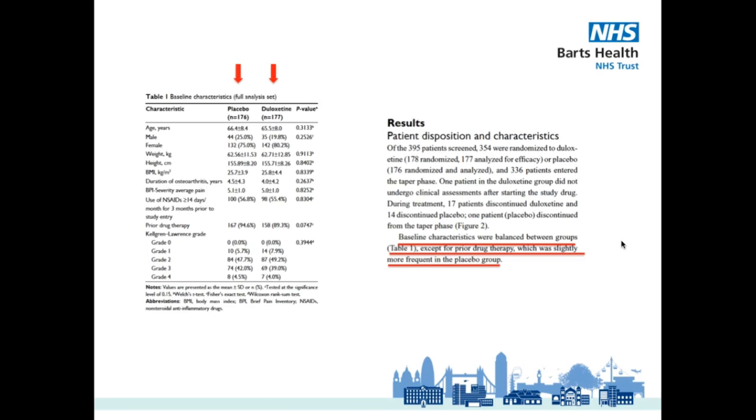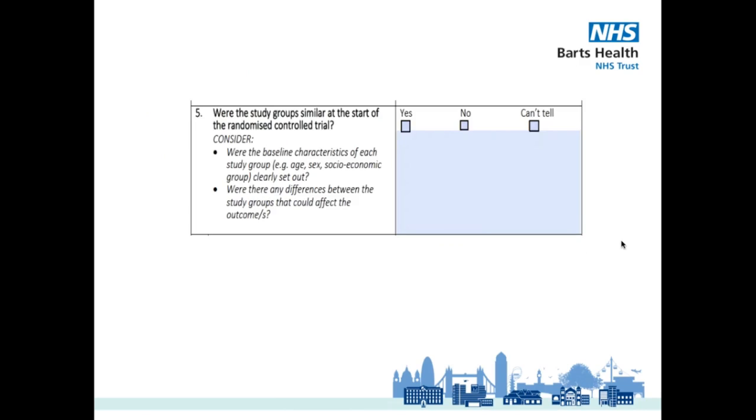The groups are so similar partly because of the stratification the authors used when randomizing participants. There's more of this in our video answering question 2. We can see that the duloxetine and placebo groups were similar enough at the start of the study that we can be confident any differences in the results observed were down to the study intervention rather than any differences present between the groups from the start. So we can mark question 5 yes.